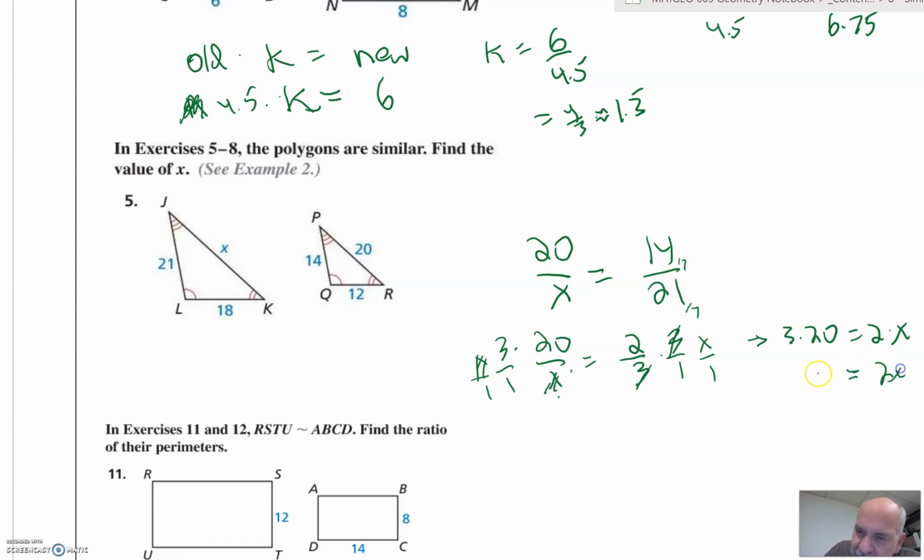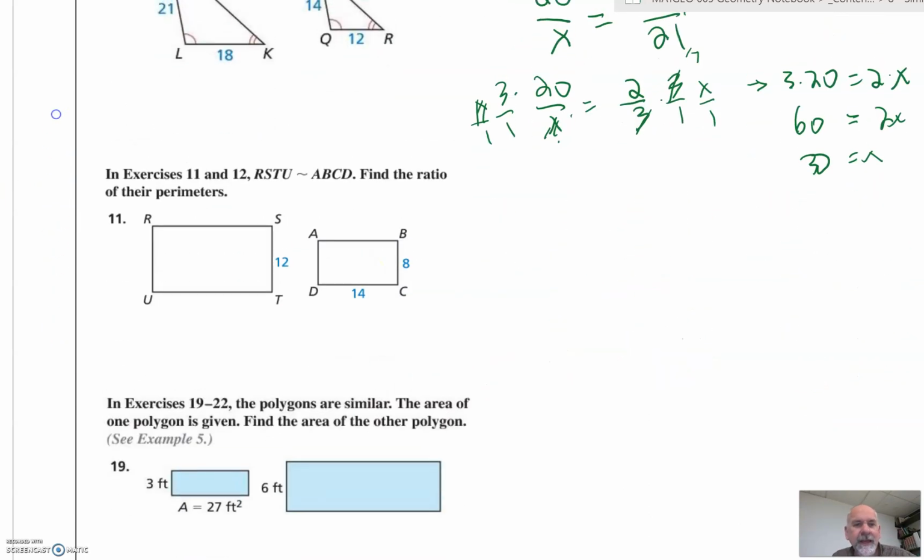So 2x is 60, so x equals 30. And then I can put the 30 in for x, and I can just kind of check the ratios. 30 is to 20, as 21 is to 14. Yeah, that looks good. Next one says RSTU is similar to ABCD. Find the ratio of their perimeters. So they want the new perimeter to the old perimeter.